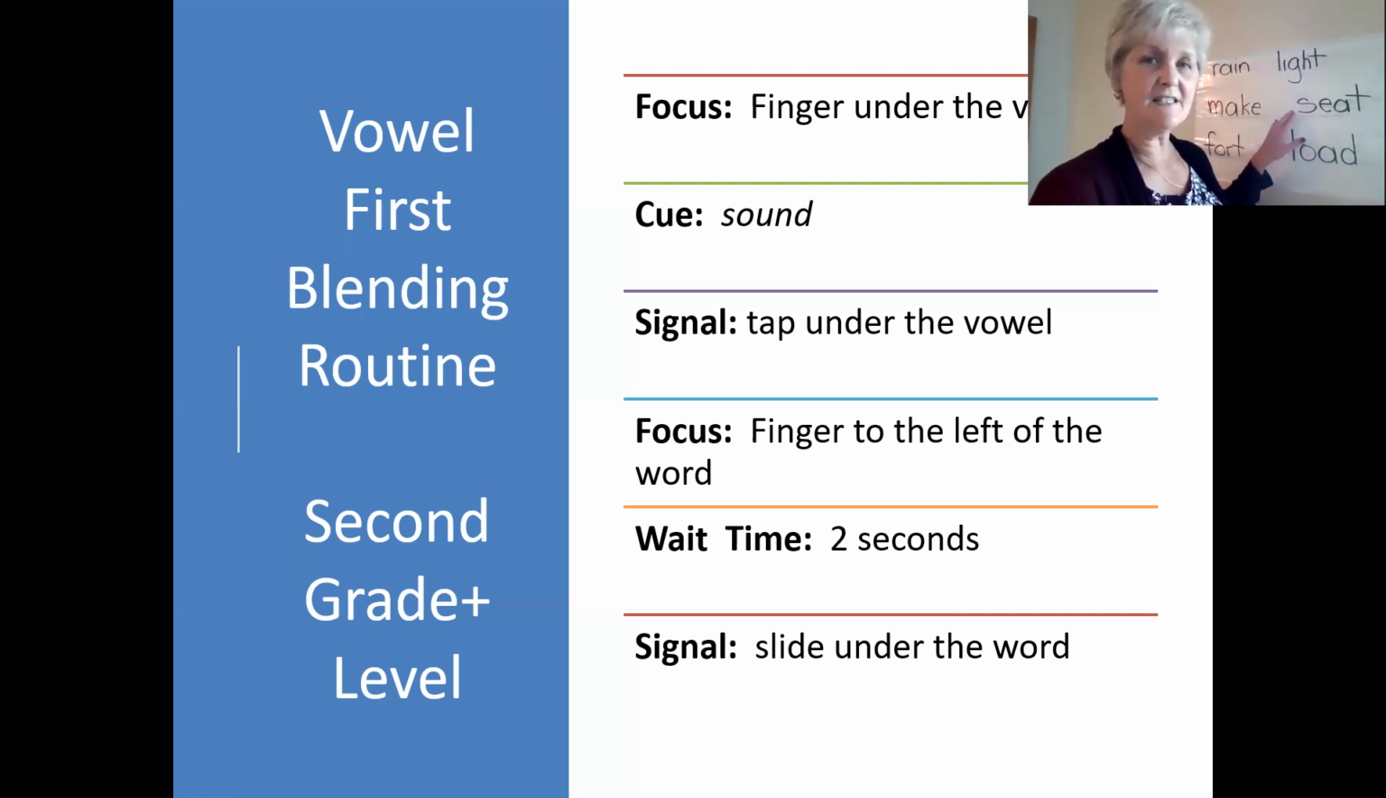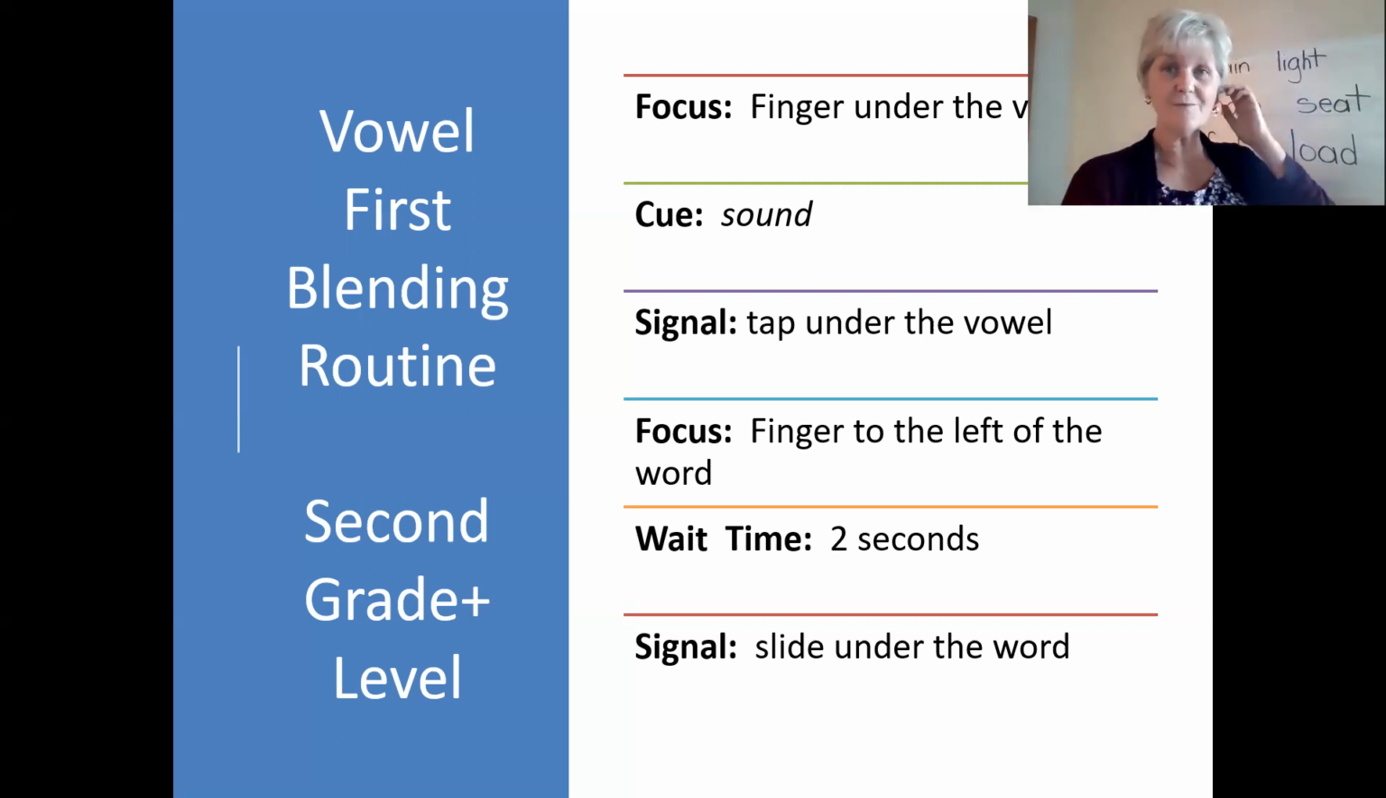And when students see a word like this, really good readers say, oh, that's E, seat. Oh, that's I, light. Oh, that's O, load. Really good readers do that automatically. They spot those spelling patterns, which is why these are so important.